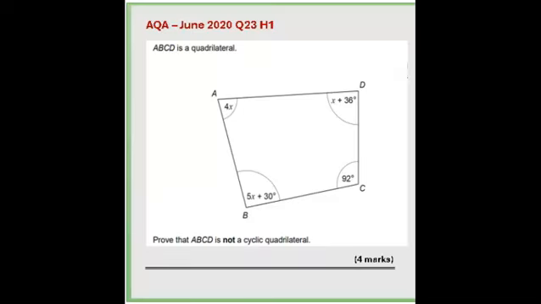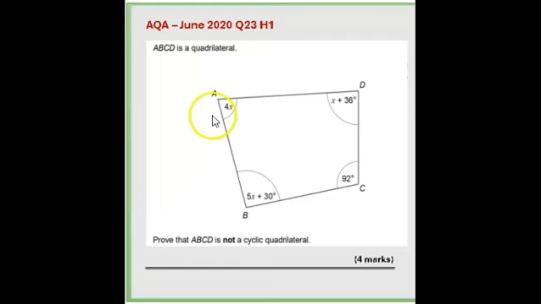Now we are going to solve a problem from June 2020. It is question 23, paper 1, AQA specification. It is a geometry problem. We have plenty of information there.